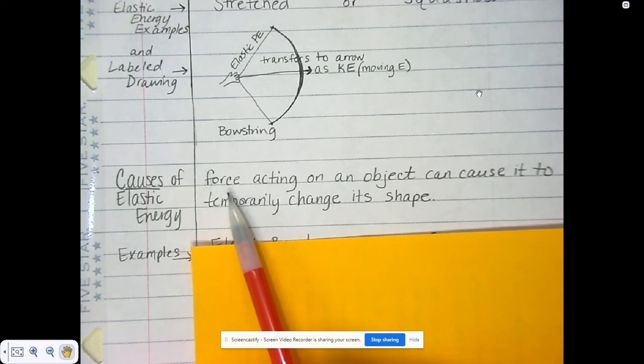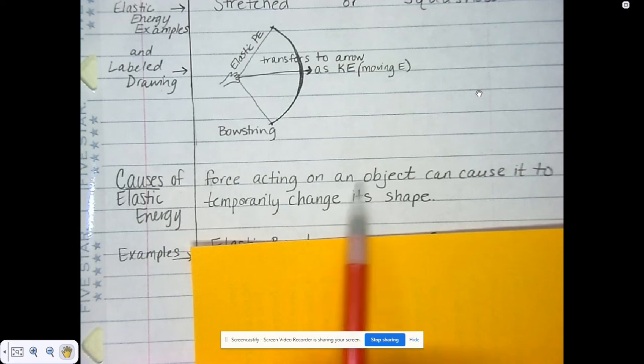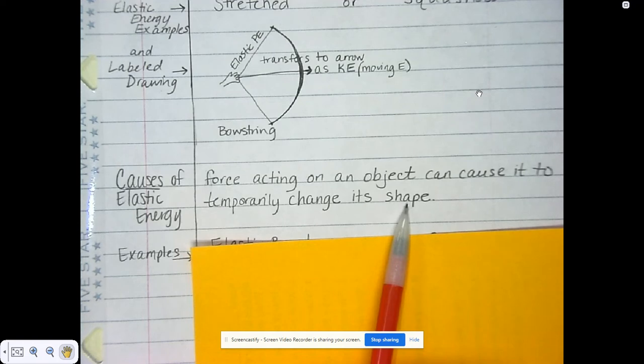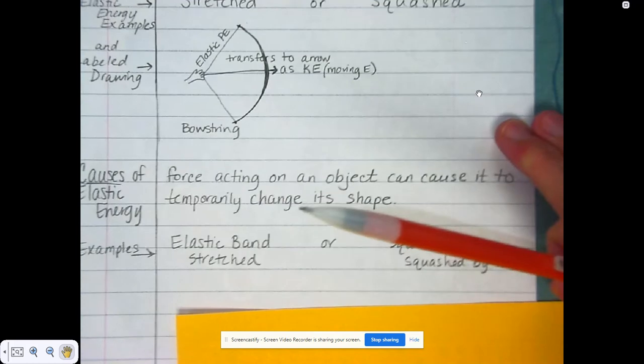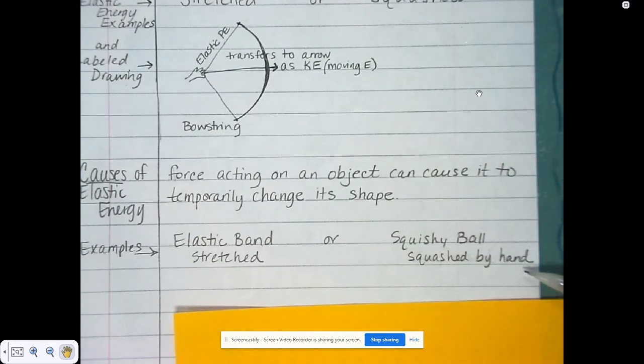And the causes of elastic energy, it mentioned that there was a force. Now, they showed me that the hand was kind of doing that, but the force is acting on an object. It can cause it to temporarily change its shape. So they showed me some examples. They mentioned some, but a picture might be helpful. But right away, they mentioned an elastic band is stretched. That is definitely changing its shape. And they mentioned a squishy ball getting squashed by your hand. I could picture that getting squashed by my hand, and that would definitely change its shape. So right away, I have a couple examples of the causes of elastic energy.